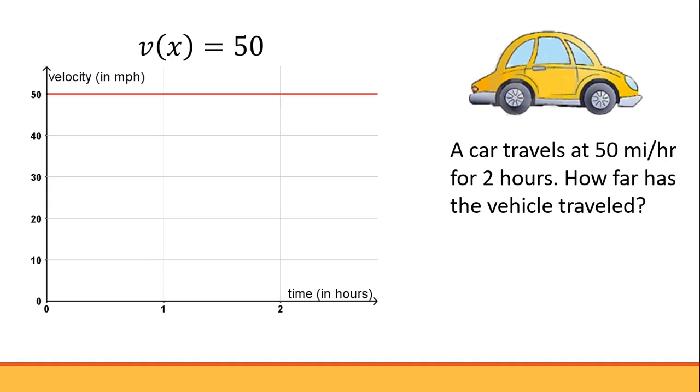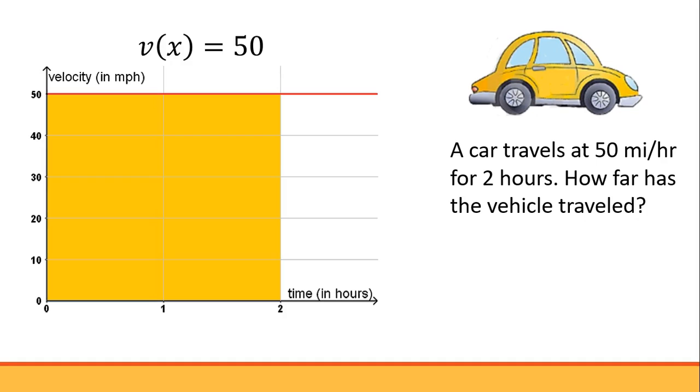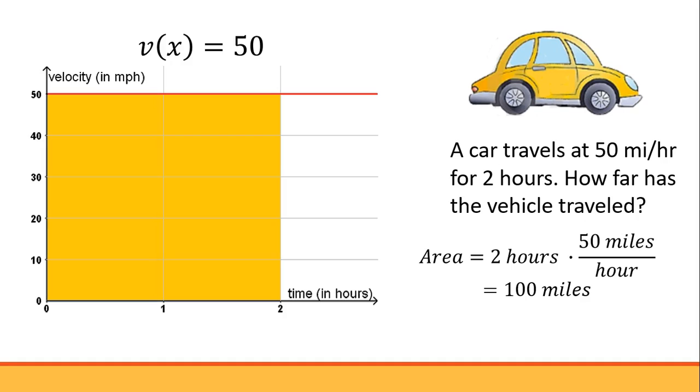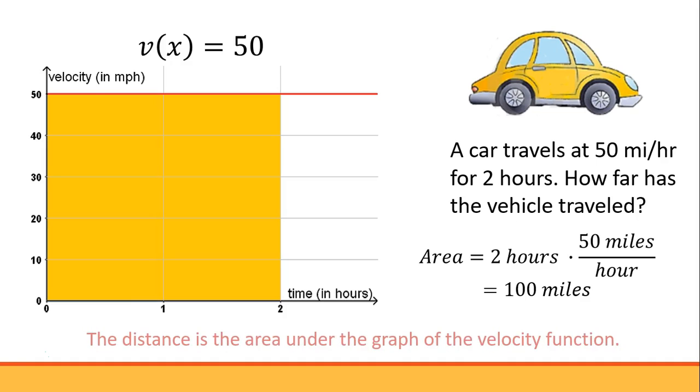Now, where in this graph can we find what we know already? That if the car travels at 50 miles per hour for 2 hours, we know that it's traveled 100 miles. Well, let's think about this rectangle. We've got a rectangle that along the horizontal axis goes from 0 to 2 hours, and along the vertical axis it goes to 50 miles per hour. The 100 miles that we know is the answer to this problem is coming from the area of the rectangle. 2 hours times 50 miles per hour is 100 miles. So what you can see from this is that the distance is the same as the area under the graph of the velocity function.